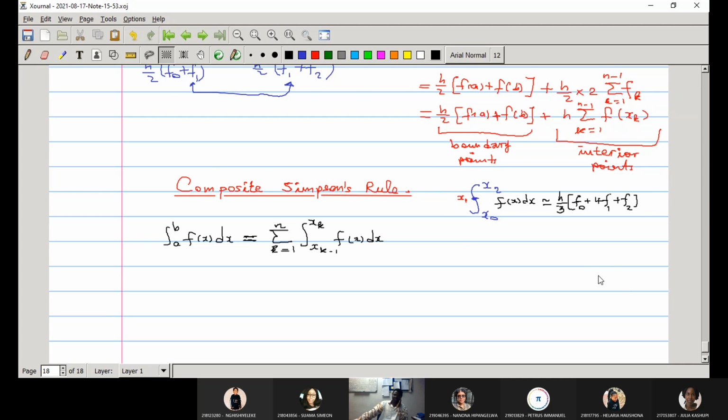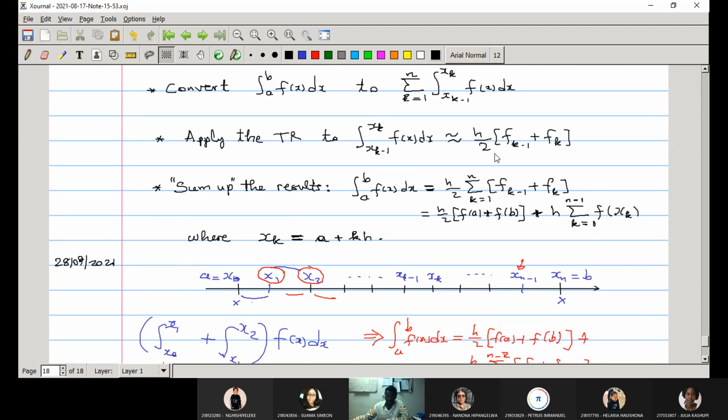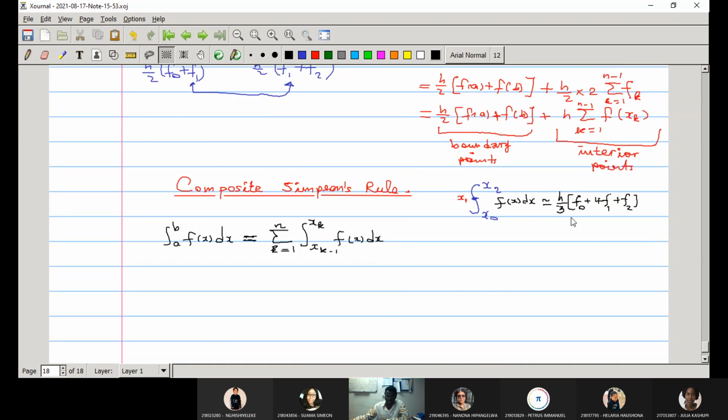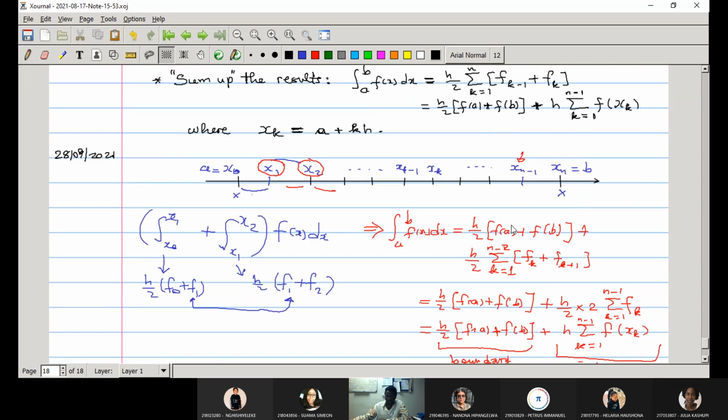So we have something like this. Is that clear for everybody? You see, we use two sub-intervals of 3 points. 1, 2, 3. We have this. We have h by 3. The previous one is h by 2. Here we have h by 3, and then we have 3 terms. 1, 2, 3. Here we only have 2 terms. 1, 2.